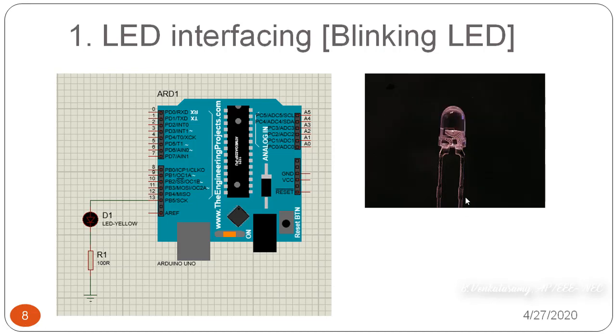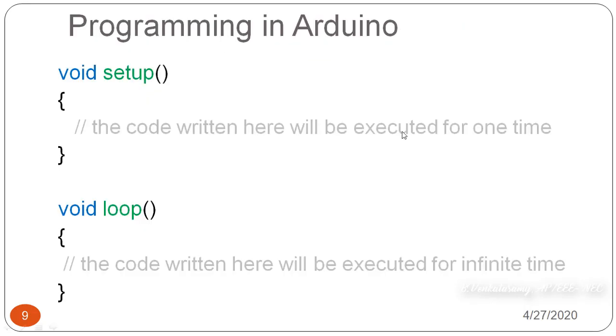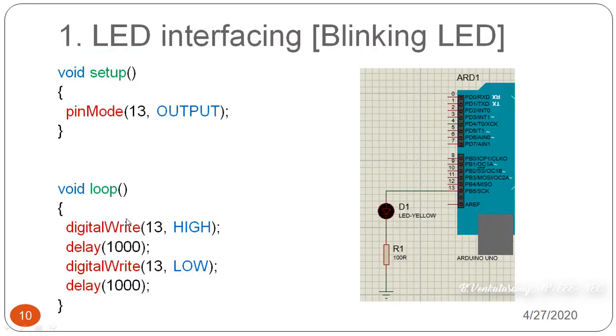So in this programming section, while opening the Arduino IDE, there are two functions. One is void setup and another one is void loop. Inside the void setup, the code written is executed only one time, while the code written inside the void loop is executed infinite times. So while opening the IDE, it will appear like this. Then we go for the programming part.